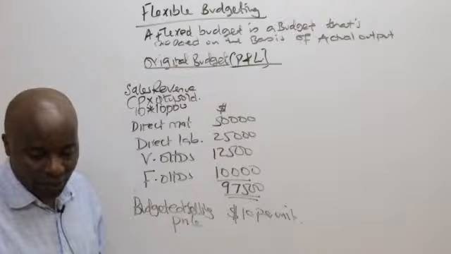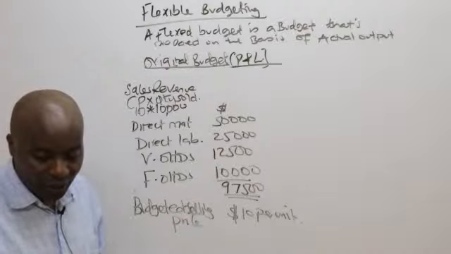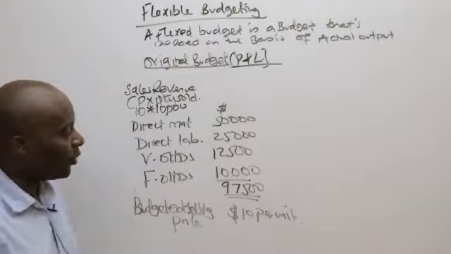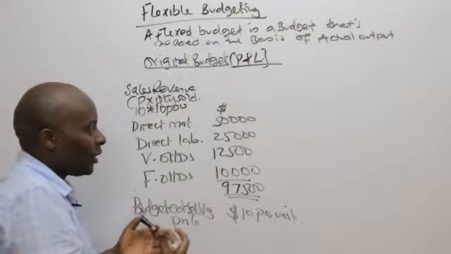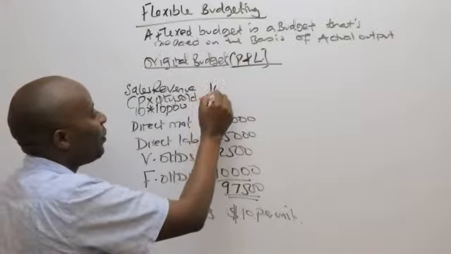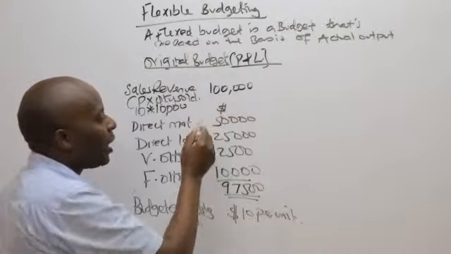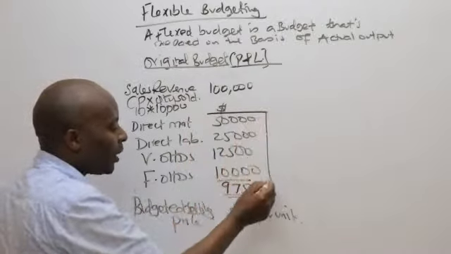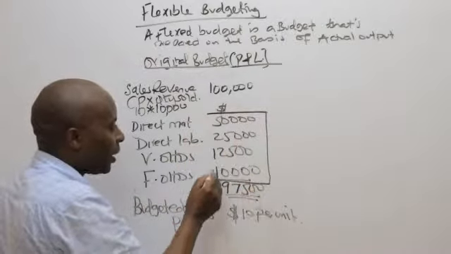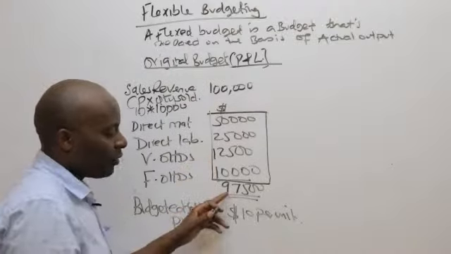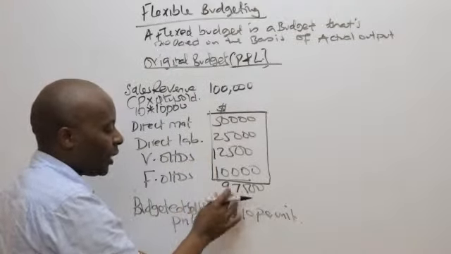10 times 10,000, quite easy, but I just wanted to see whether we are following, whether it's a way of getting feedback. So in this case here, sales revenue is 100,000. And then now we have, ladies and gentlemen, our expenses here, which are totaling to 97,500.